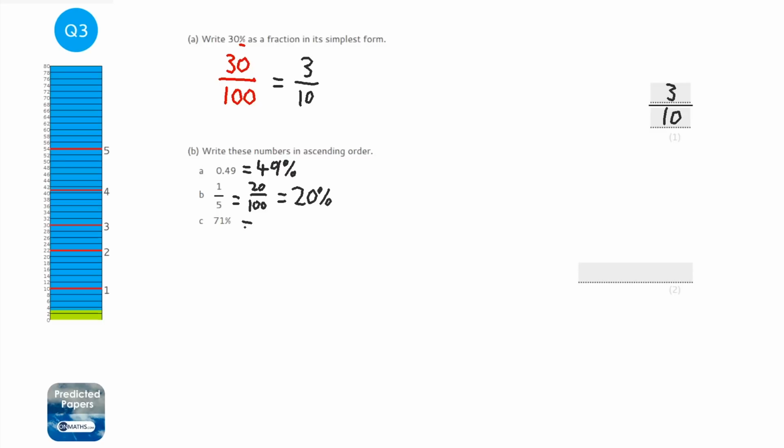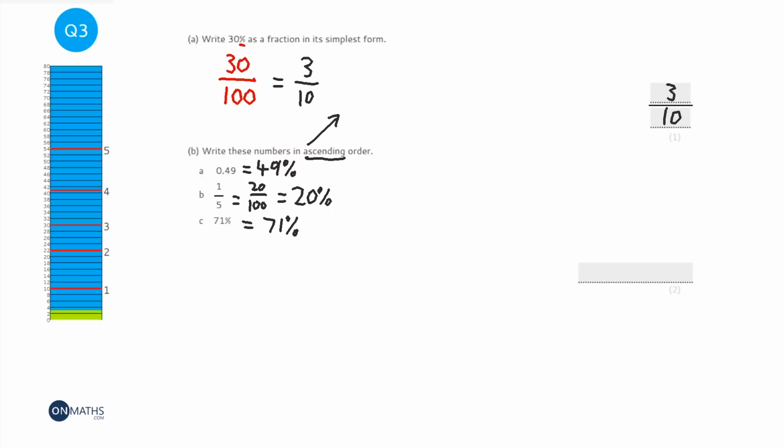And the last one is just 71%, it's already in percentage. Now you can clearly see here that the 20% is the smallest, 71% is the largest. However, we need to work out which way around it wants it. Where it says ascending order, ascending means going from smallest to biggest.